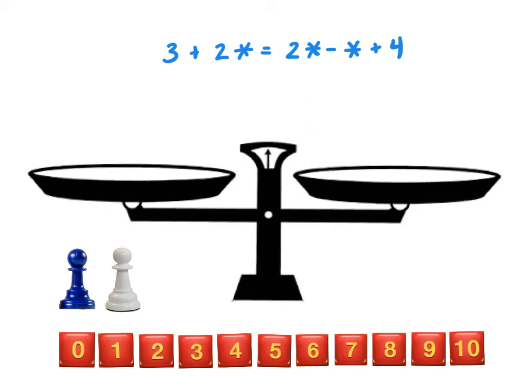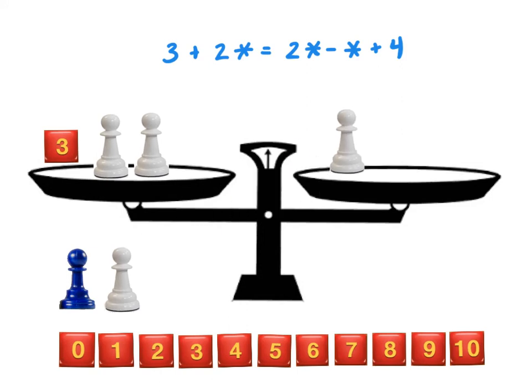And here's one last example. We have 3 plus 2 stars equals 2 stars minus star plus 4. This would be a good time to pause the video and try it on your own. I'm going to set this up. 3 plus 2 stars is equal to 2 stars minus 1 star, so take 1 away, plus 4.